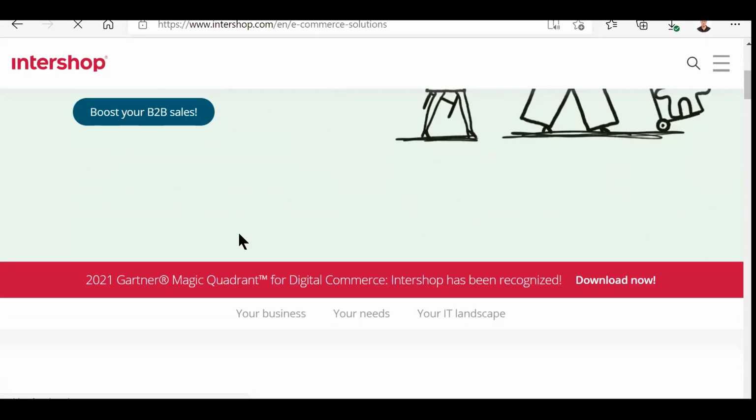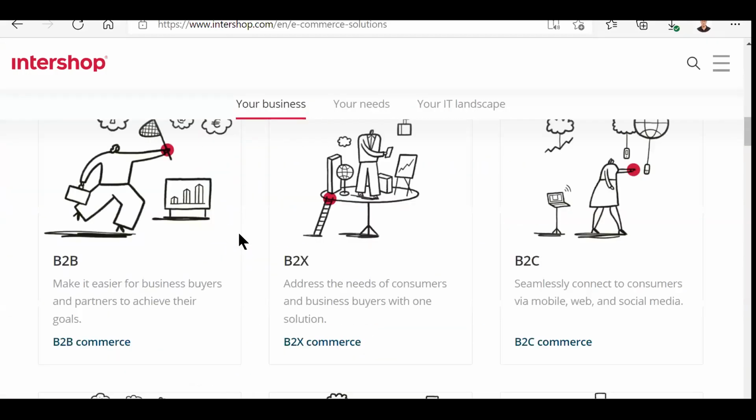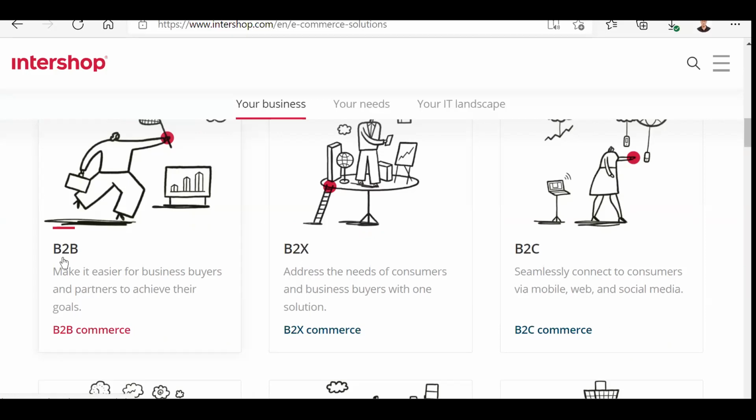So they have got the B2B, they got the B2X. You can see there's B2B, we know business to business. Then we have business to consumer. And then this company called Intershop also came out with B2X. Okay, anyone know what B2X is? It was quite new to me. How come there's still B2X?